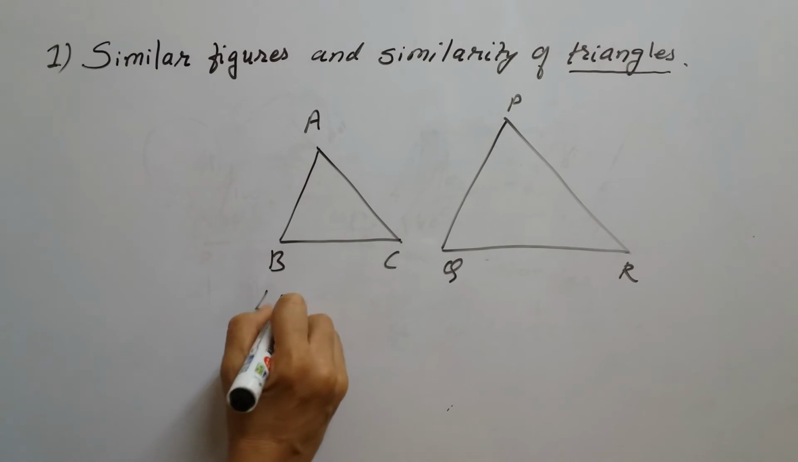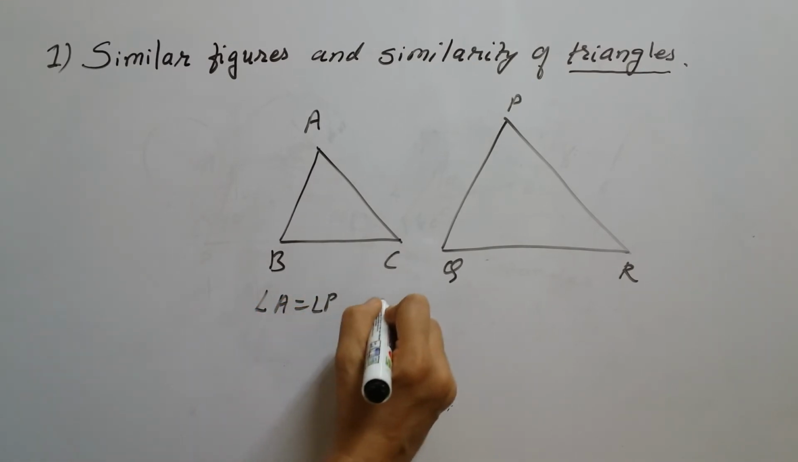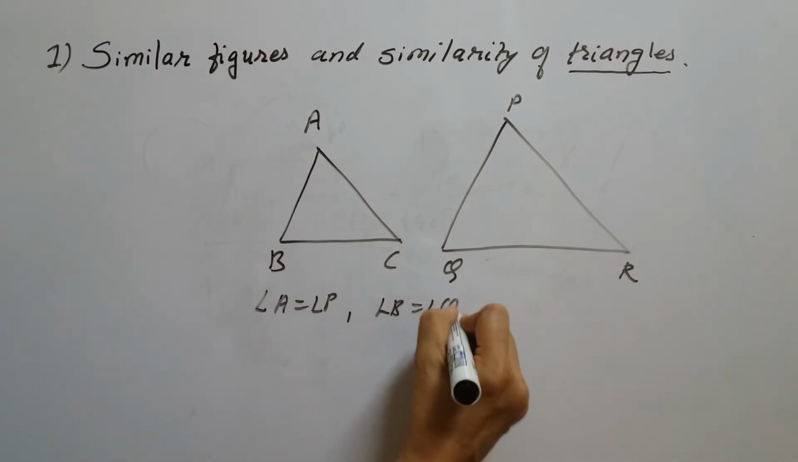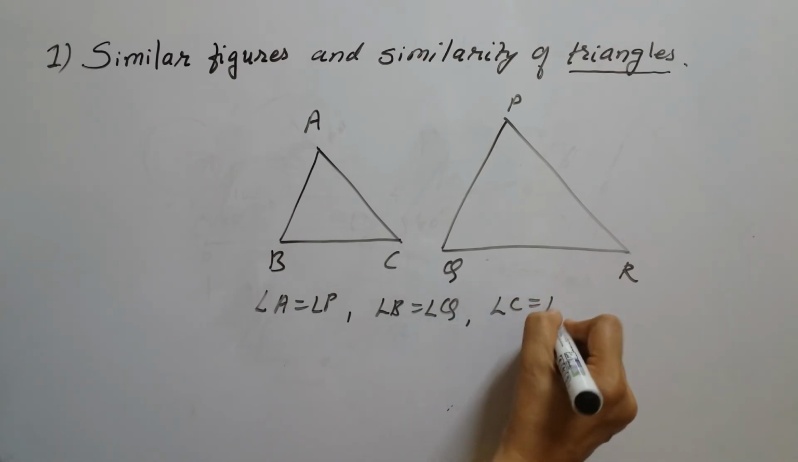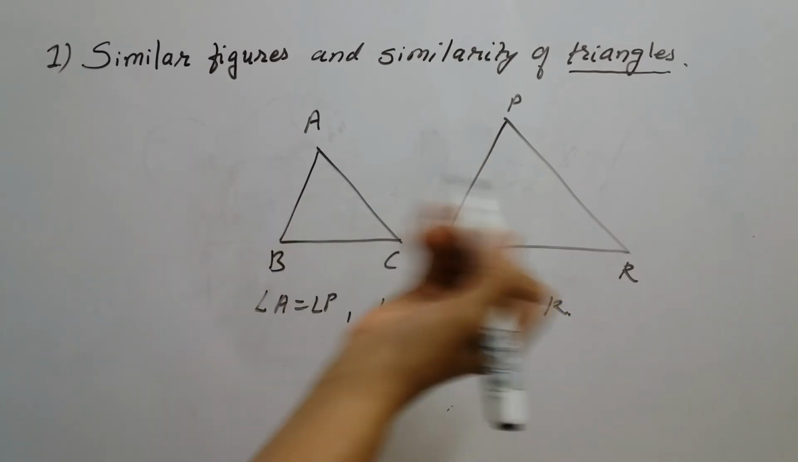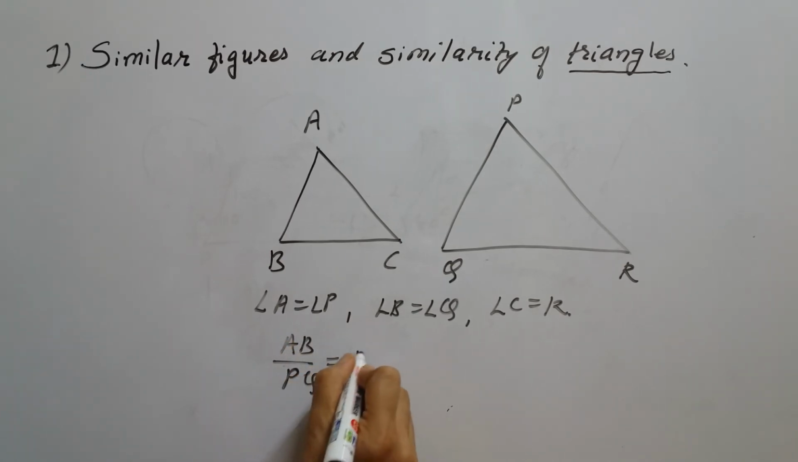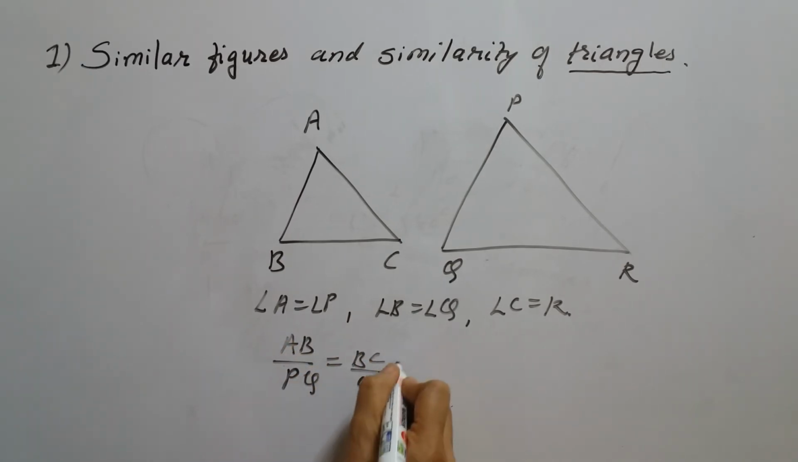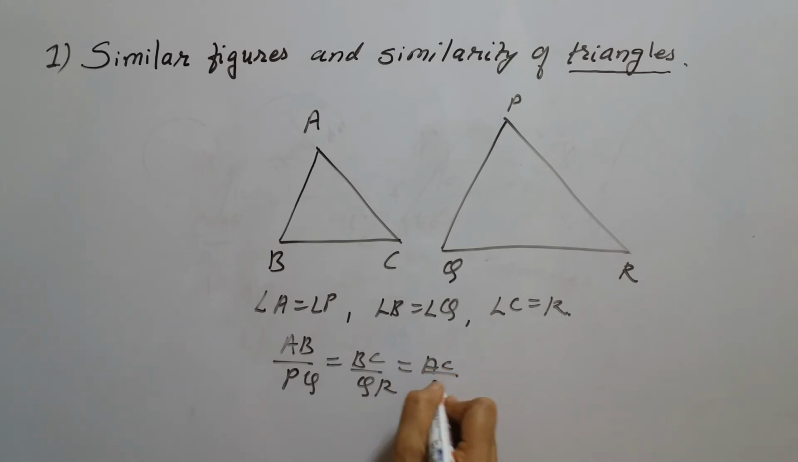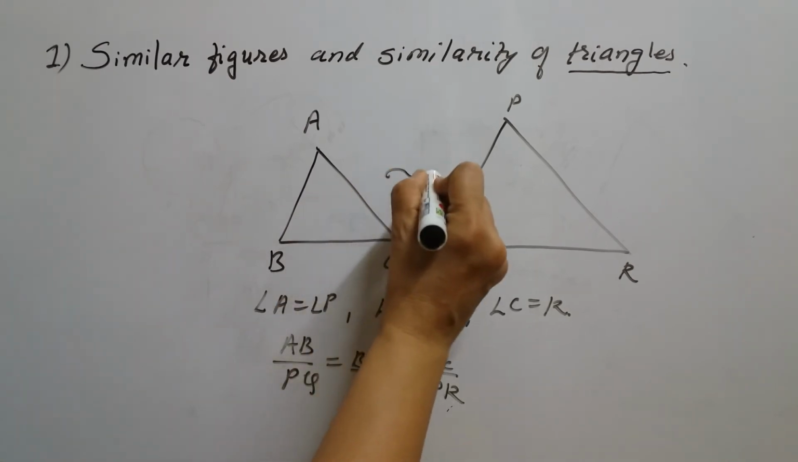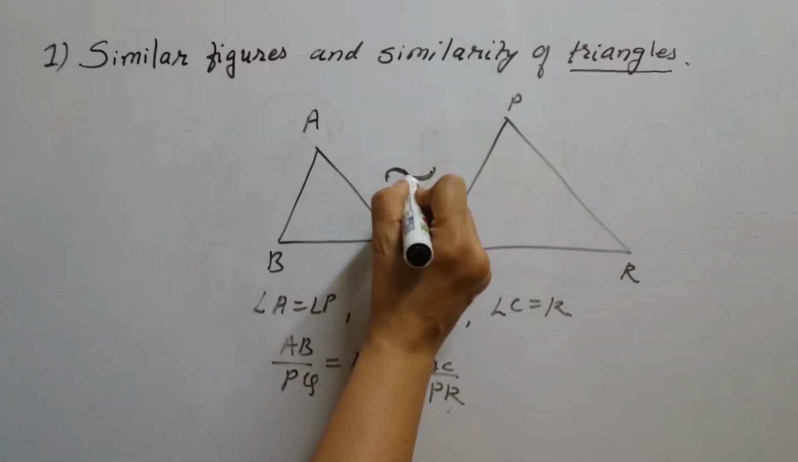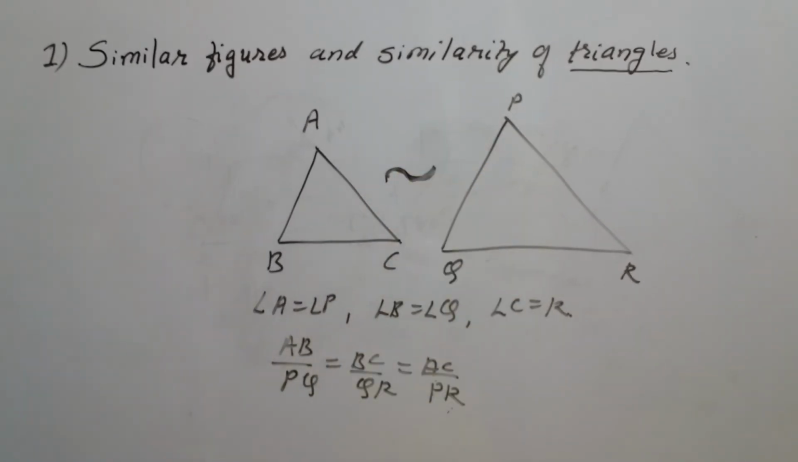If I say angle A is equal to angle P, angle B is equal to angle Q and angle C is equal to angle R, also when I take the ratios of the sides, if AB by PQ is equal to BC by QR is equal to AC by PR, then I can say that the triangles are similar triangles. Okay, I can say triangle ABC is similar to triangle PQR. This is the sign of similarity.